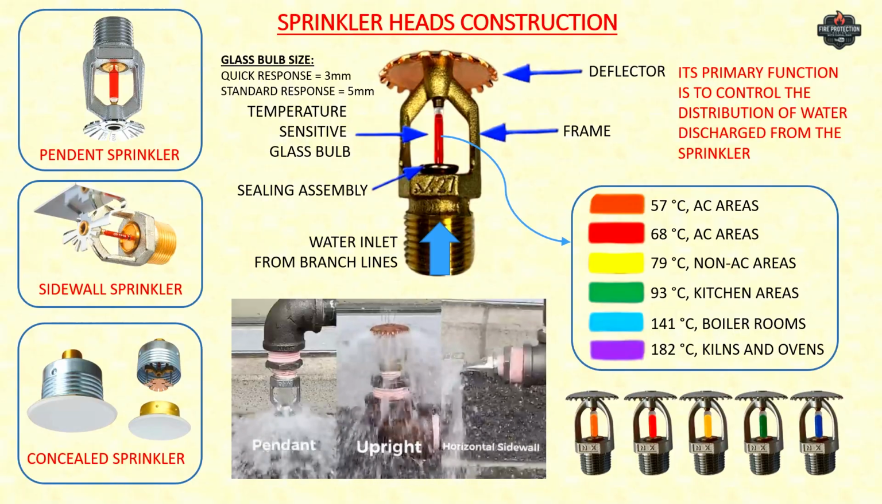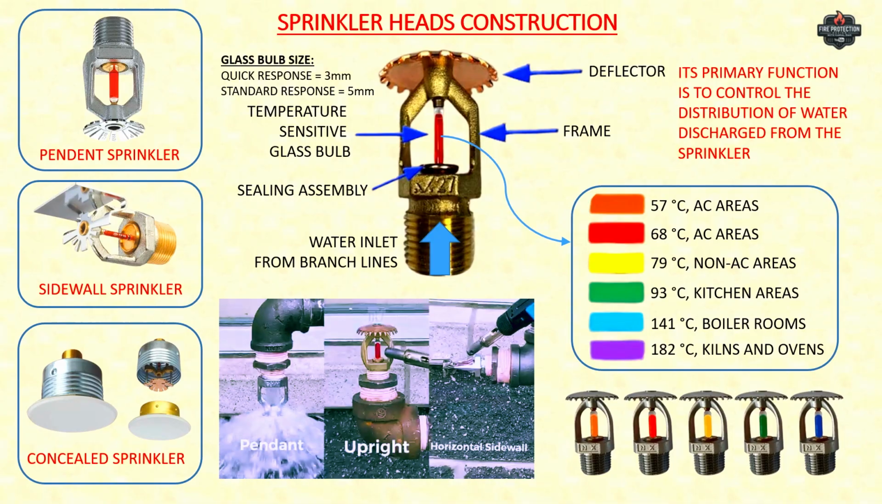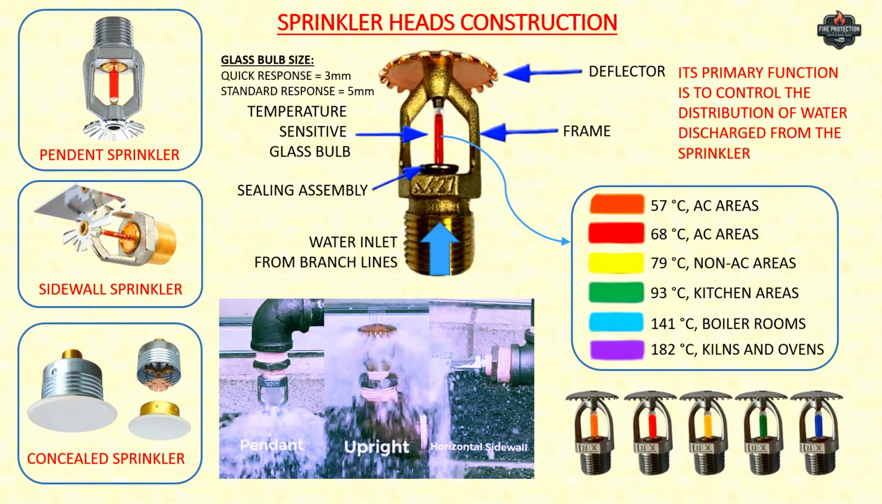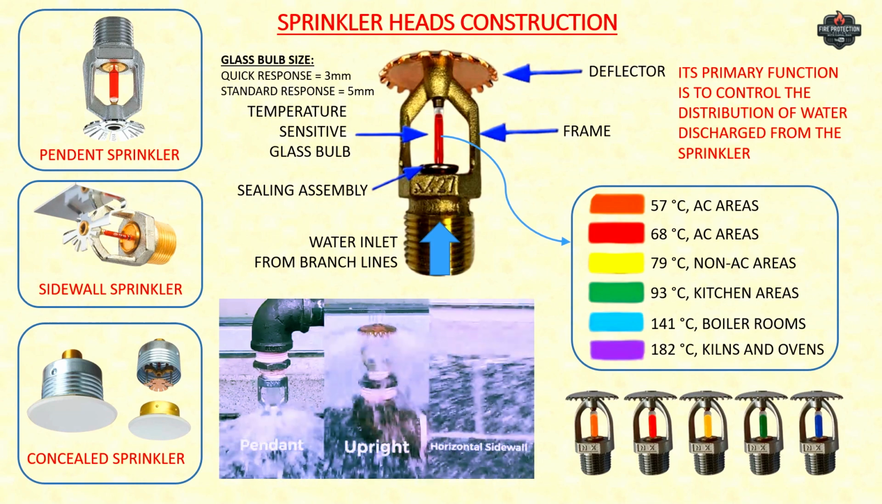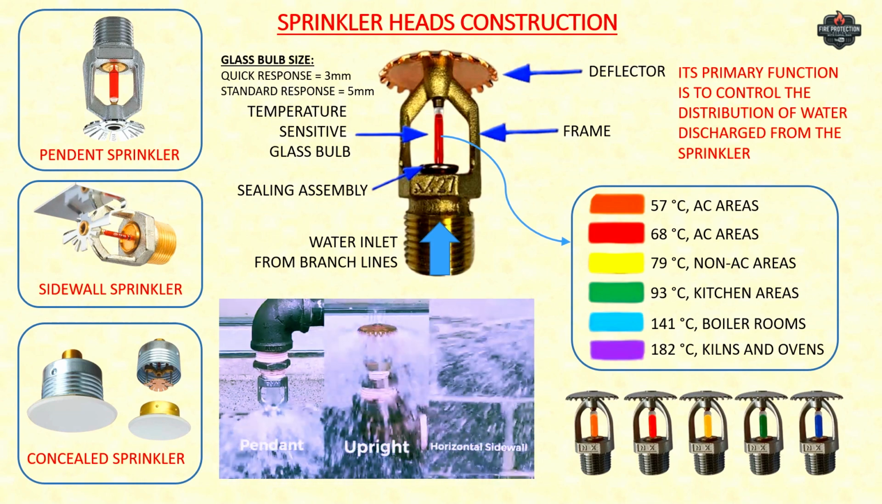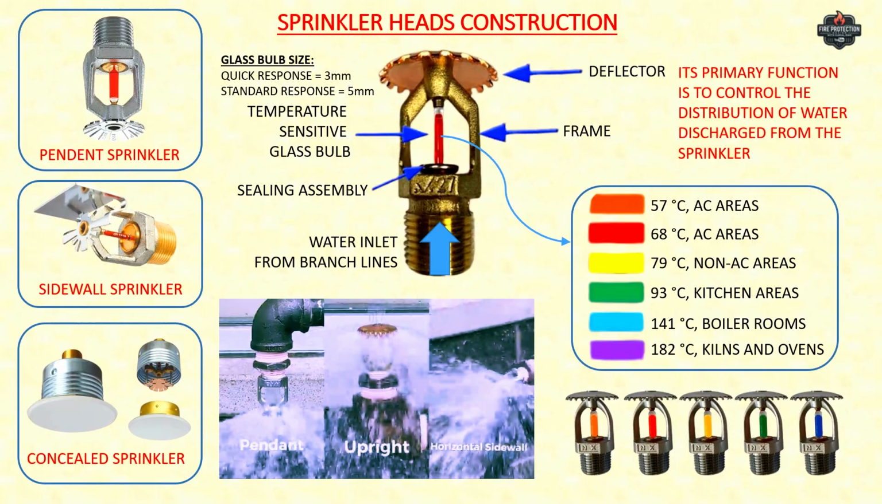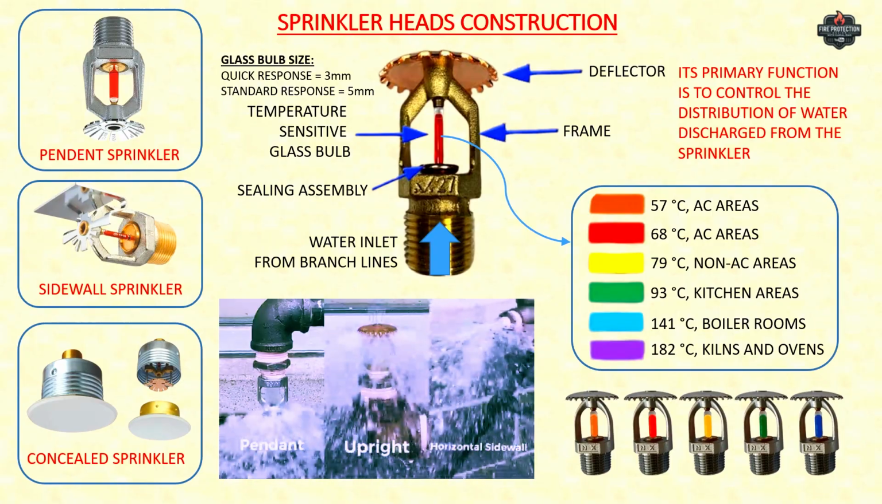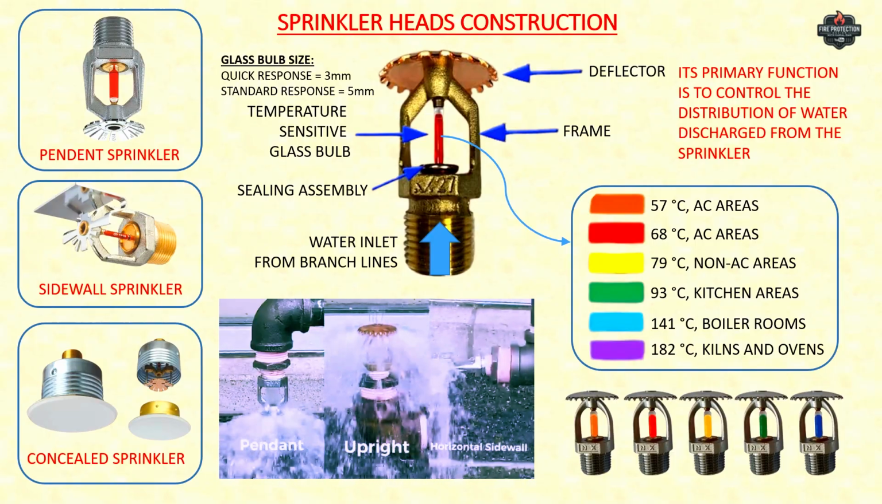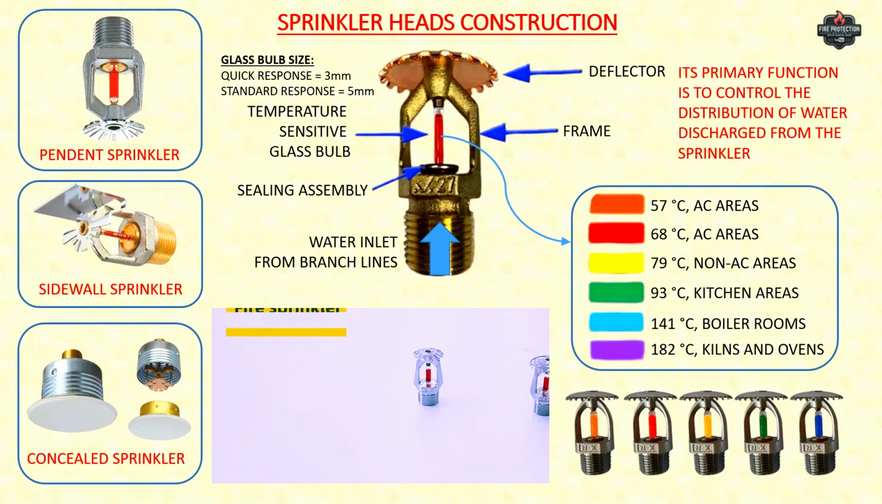It consists of a deflector, a glass bulb filled with liquid, a frame, and a water inlet connection to a branch line. When water is discharged from the sprinkler head, it hits the deflector, which then spreads the water in a specific pattern, typically a circular or semicircular spray. The design of the deflector determines the direction and the shape of the water flow. So based on deflector design, we have four types of sprinkler.